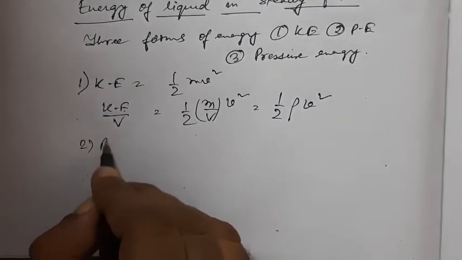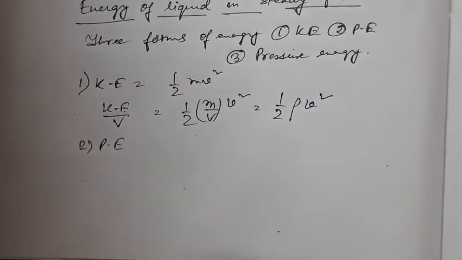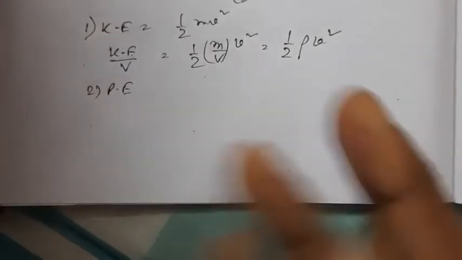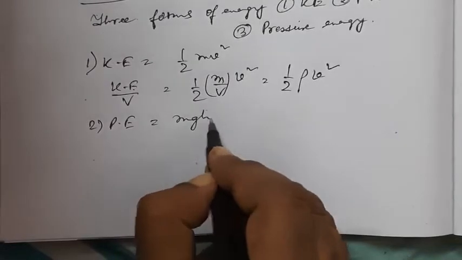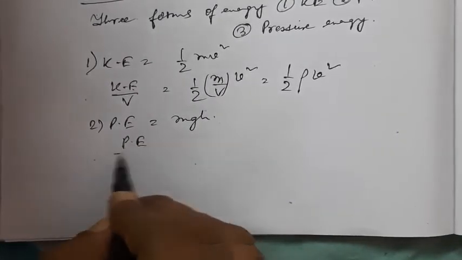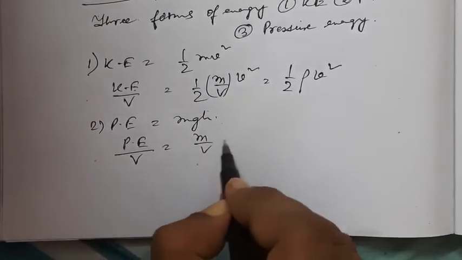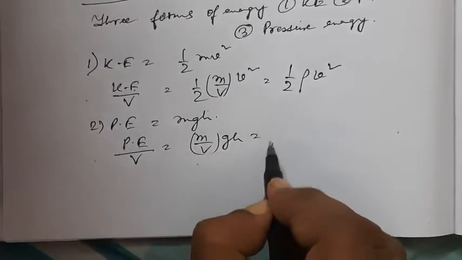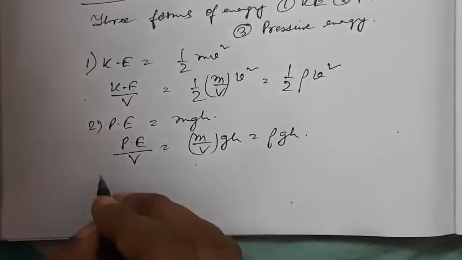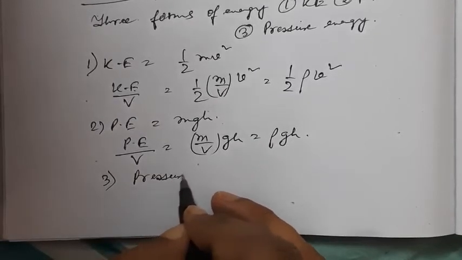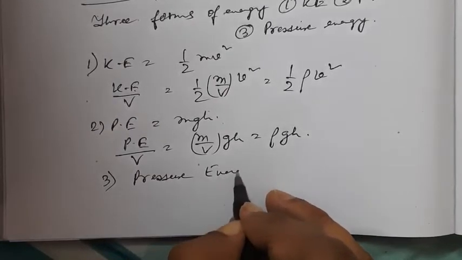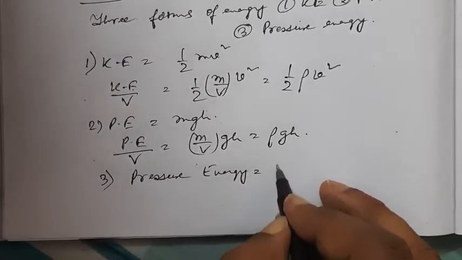Second is the potential energy. The potential energy is equal to mgh. The potential energy per unit volume means m by V gh. M by V is equal to rho, so rho gh. And third one is the pressure energy, which eventually comes out to be P.